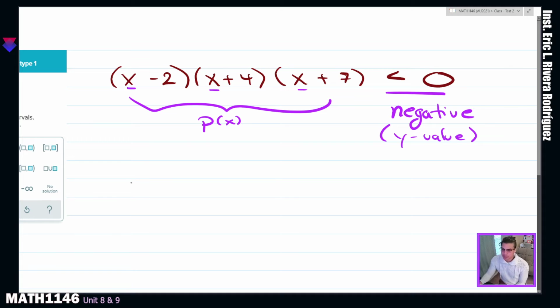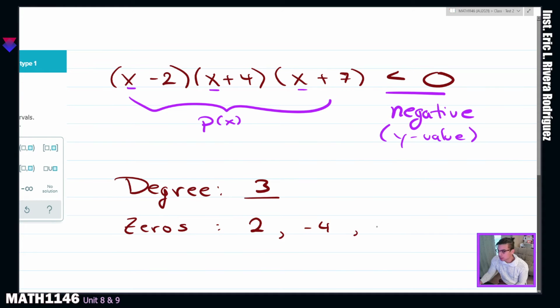So what we know here, this polynomial that we have on the left side of the inequality, what is the degree of that polynomial? We have a degree of 3, that's correct, 3 linear factors. And what are the zeros? 2, -4, -7. Okay, so see that we are just working with the polynomial. I'm not working with the inequality yet.